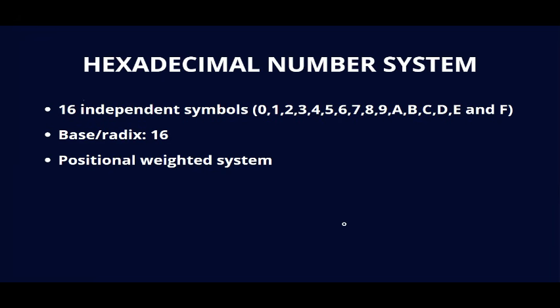The hexadecimal number system. This is another positional weighted system with base equal to 16. It has 16 independent symbols ranging from 0 to 9 and from A to F.